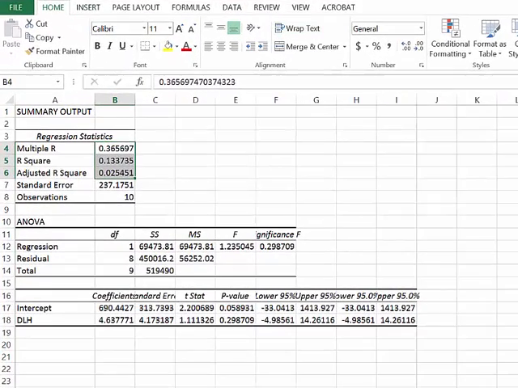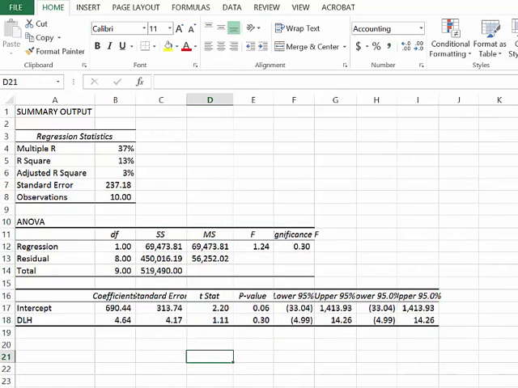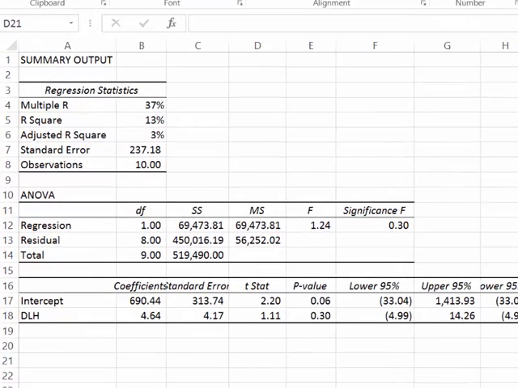What are you seeing already as we're looking at this? Do you see any numbers that you can evaluate? What do you think about the fit of this? Well, let's start out with our R square. Our R square is saying that direct labor hours only explains about 13% of the costs that we've incurred. So this is not very good.